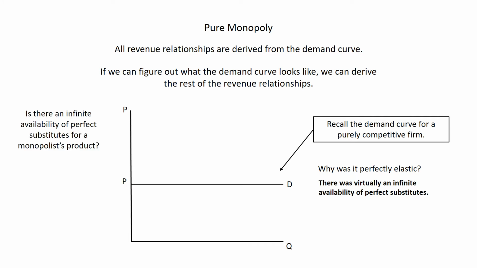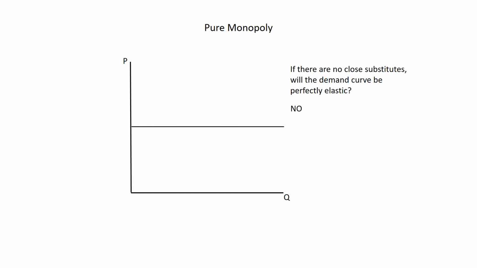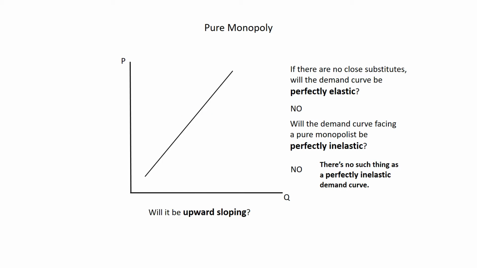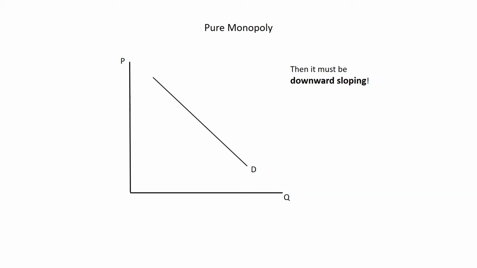Is there an infinite availability of perfect substitutes for the monopolist's product? No. In fact, there are no close substitutes. If there were a close substitute, it would be considered to be in the same industry. And that industry then would not be a monopoly. So, because there are no close substitutes, the demand curve for the monopolist's product would definitely not be perfectly elastic. Well then, might it be perfectly inelastic? No, as we discussed in the module on elasticity. Might it be upward sloping? No. An upward sloping demand curve violates the law of demand. Then, by default, it must be downward sloping.